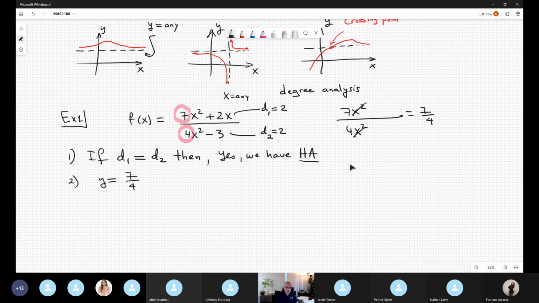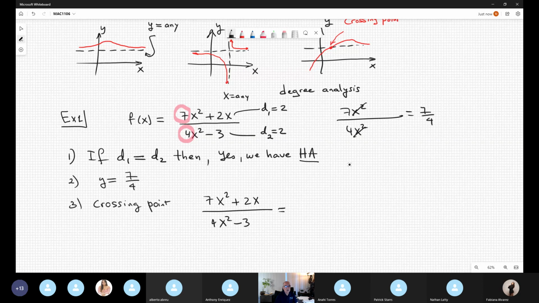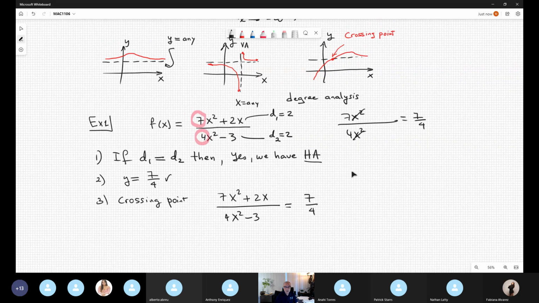Now the third is, does the crossing point exist or not? Well, let me try. What is the analysis of the crossing point? It's easy. You take the original function that's given at the beginning, you determine the asymptote, and you enforce it to be equal. In other words, what we are doing algebraically is asking whether the red curve coincides at any point with the horizontal asymptote.